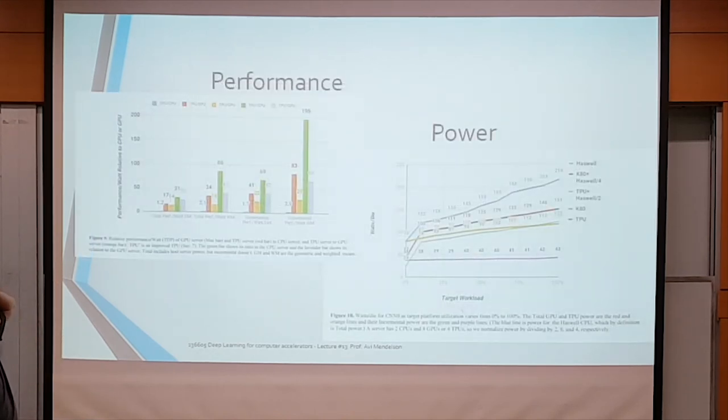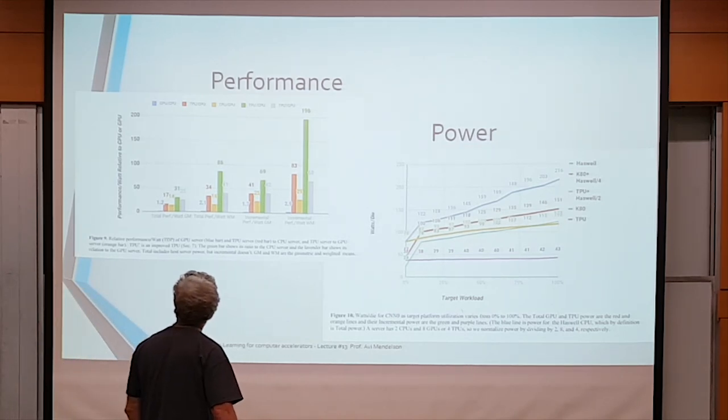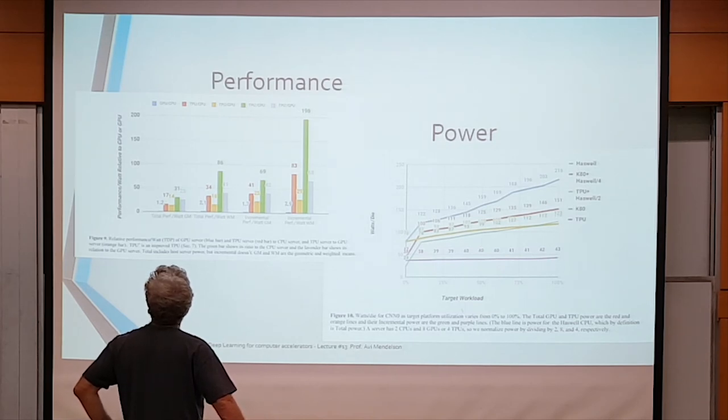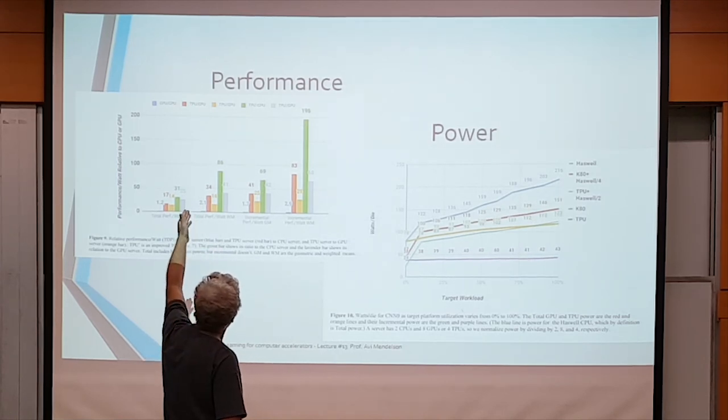So, performance-wise, these are the numbers that they show. This is a ratio of CPU to TPU, TPU to GPU, or to CPU, etc. Higher is better? Higher is better. It depends on the baseline. CPU to GPU, you want the GPU to be as high as possible to show that it has benefits. TPU to CPU, again, higher is better. Yeah, in general, higher is better for everything.